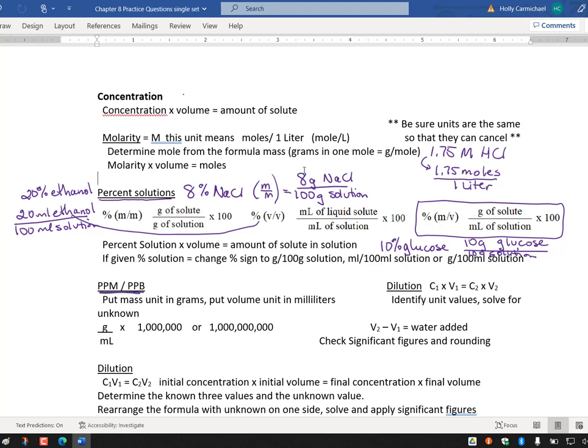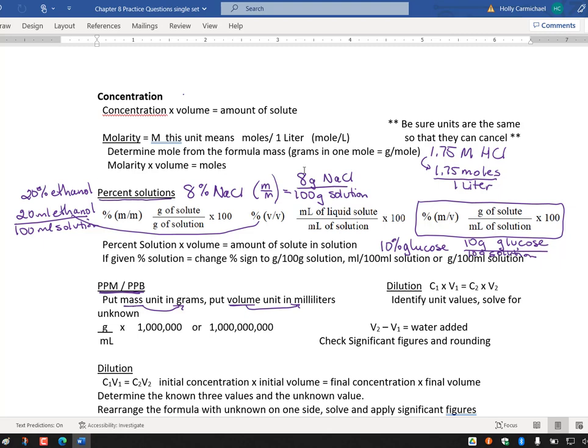Parts per million, parts per billion. Always put your mass units into grams, put the volume units into milliliters. So if you want to know parts per million, you take grams divided by the milliliters times a million. Parts per billion, grams divided by milliliters, and put it as times a billion.